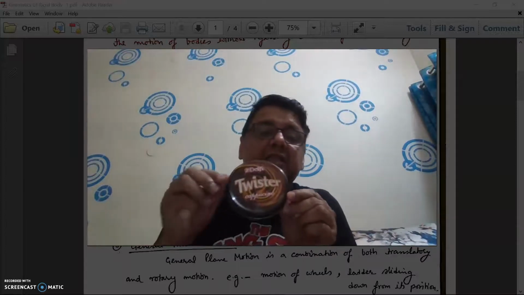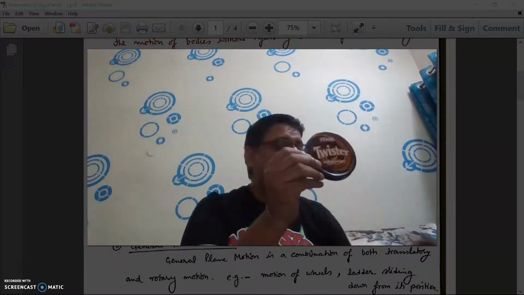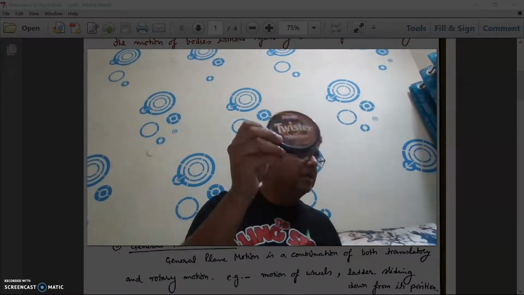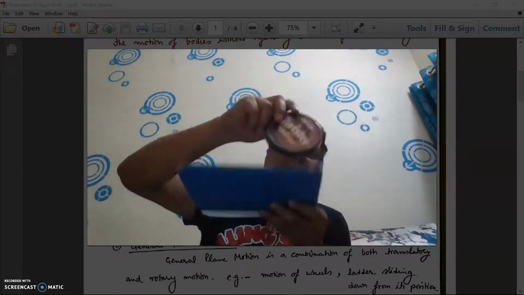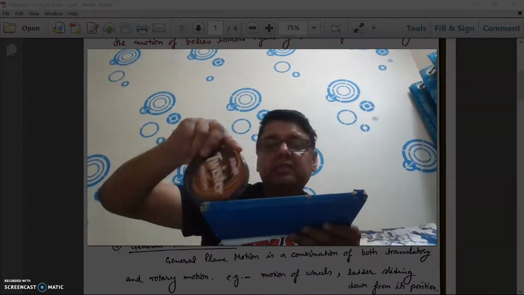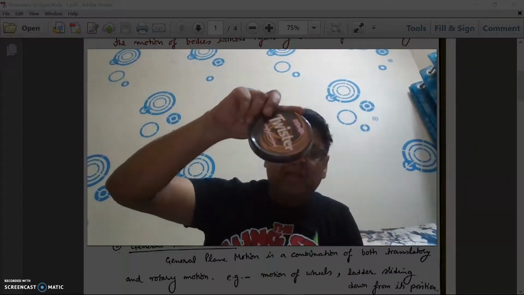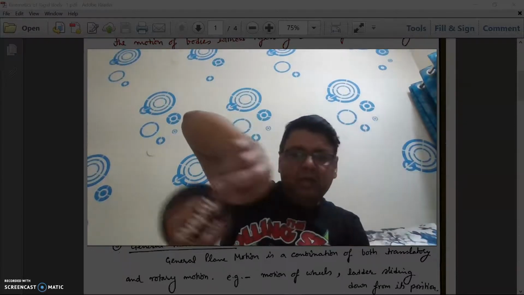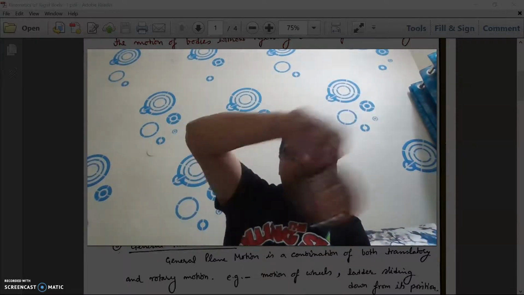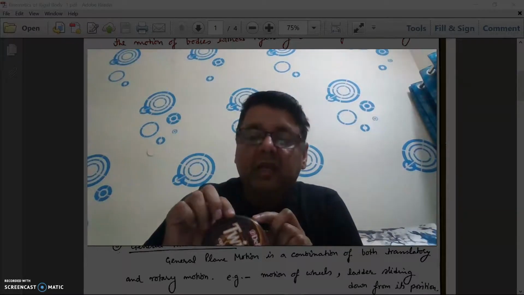Okay. Second is translatory also, but translatory in a rectilinear way. What do you mean by rectilinear? Rectilinear means this is the surface and it is going like this. This is called rectilinear motion, right? Then when we say curvilinear, it means motion in a curve. It is going like this, motion in a curve. This is called curvilinear motion.